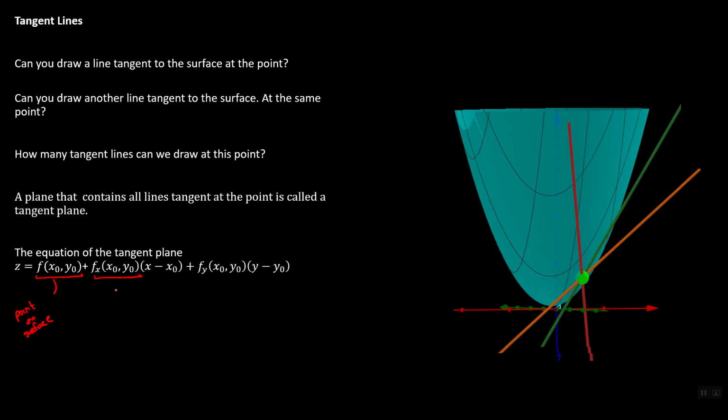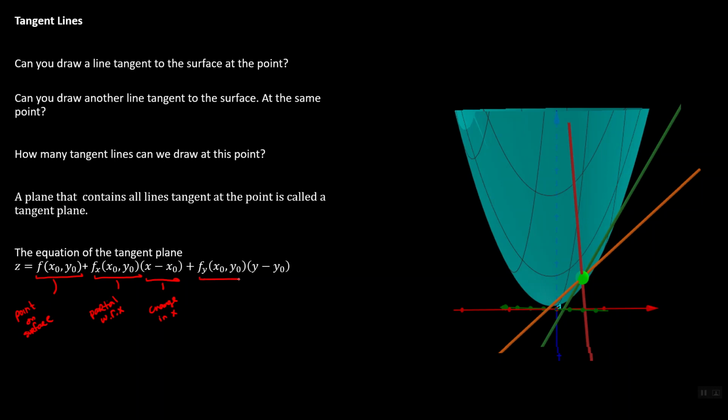The second part of this equation is the partial of our function with respect to x, the partial derivative. And then we're multiplying by the change in x relative to a fixed starting point, that x0 starting point.